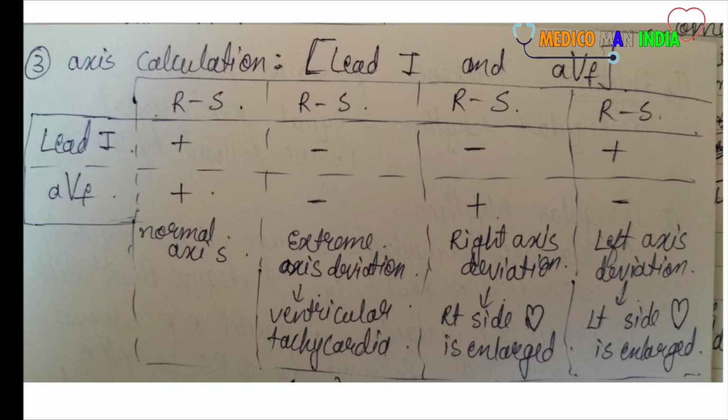If both the R minus S values come out positive, then it is a normal axis. If both become negative, it is extreme axis deviation, which indicates ventricular tachycardia. If lead 1 becomes negative and AVF positive, then it is right axis deviation, which indicates the right side of the heart is enlarged. If lead 1 is positive and AVF is negative, it indicates left axis deviation, that is the left side of the heart is enlarged. I take a screenshot of it so that you can remember this chart for cardiac axis.